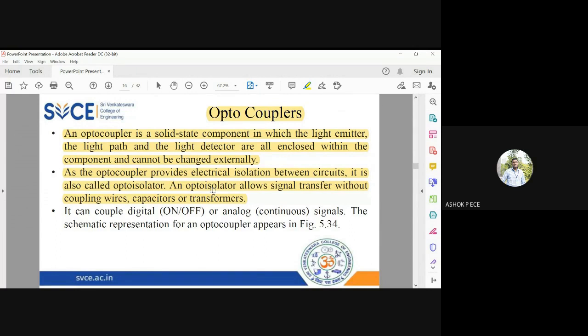Okay, so it can couple on or off signals accordingly. Since it works based on light, whenever there is light, it is on. Whenever it does not emit light, it is considered to be off.